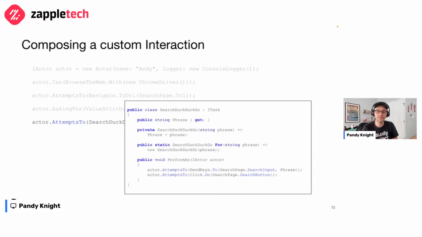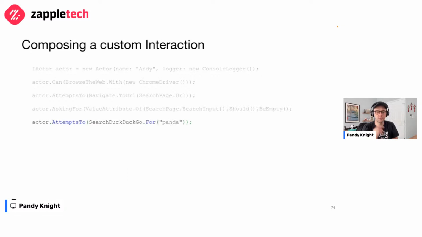The search DuckDuckGo task takes in a search phrase. Its perform as method simply calls two other interactions, send keys and click. Using one task to combine these lower-level interactions makes the test code more readable and understandable. It also improves automation reusability. Read this line in plain English now. The actor attempts to search the DuckDuckGo for panda. That's concise and intuitive.